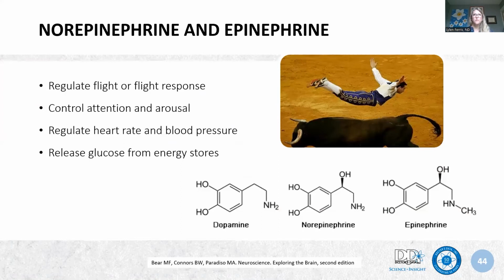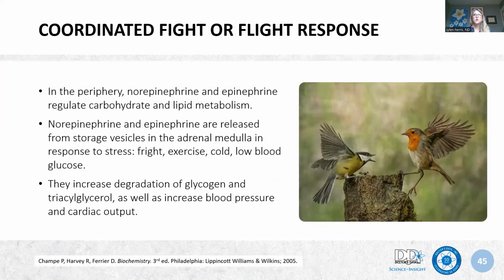So moving downstream from dopamine, we have norepinephrine and epinephrine. And of course, these regulate the fight or flight response. So we think about attention and arousal, regulating heart rate and blood pressure, and releasing glucose from energy stores. So together, norepinephrine and epinephrine coordinate that fight or flight response. They're released from storage vessels in the adrenal medulla in response to stress and increased degradation of glycogen and triacylglycerol, as well as increased blood pressure and cardiac output. So they help us get ourselves away from the dangerous situation.